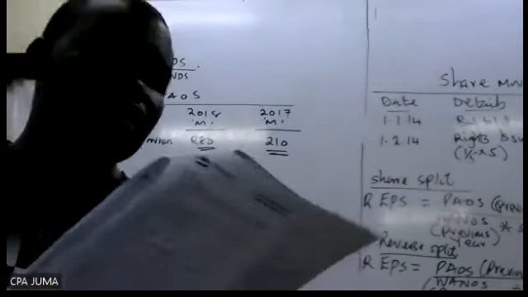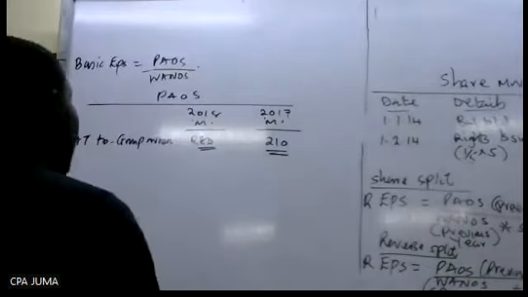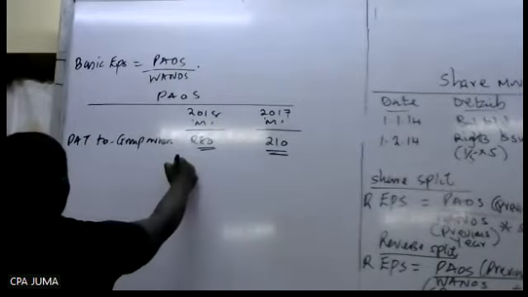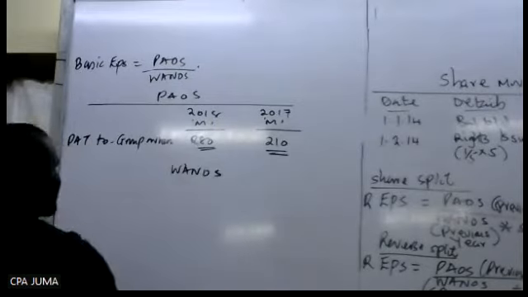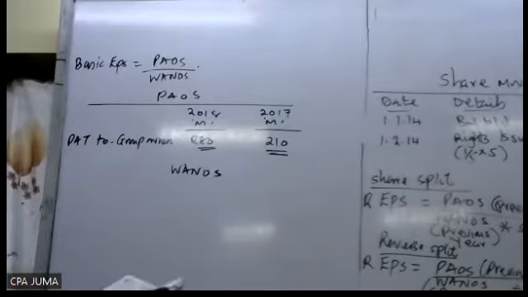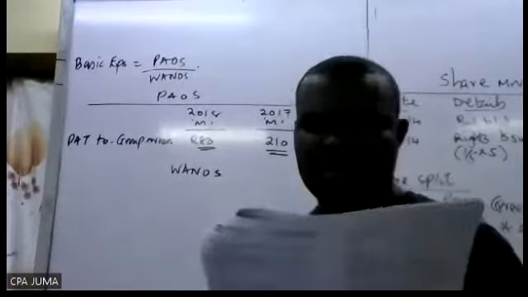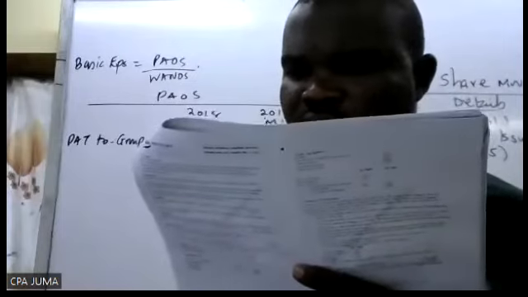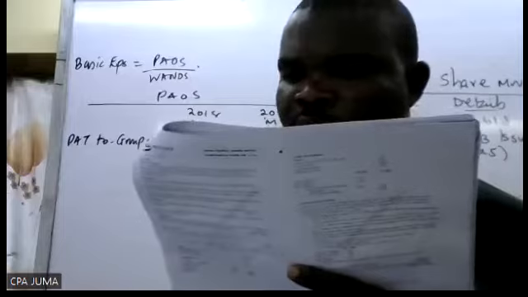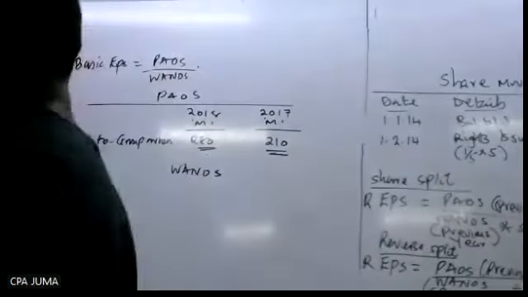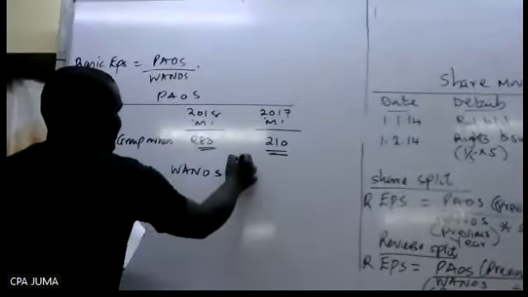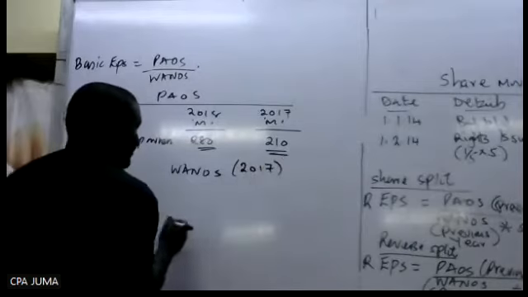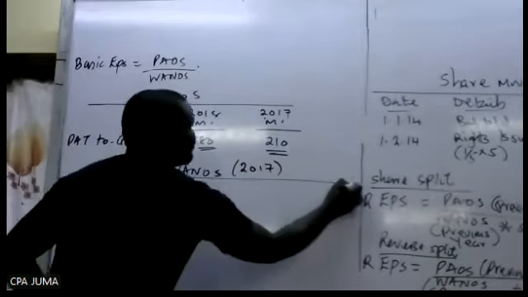Go to EPS. So for EPS, we have to complete 2017 first. Rights issue is in which year? 2018. Which date? First February. So fine, that is okay. So 2017, there is no problem.